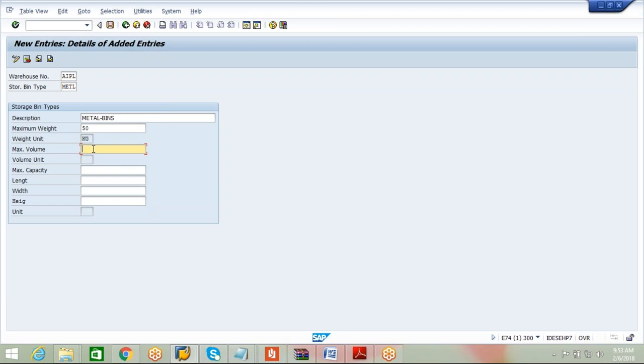Yeah, please. Is this storage bin type creation going to come to the consultants as a change request, or how is it dealt with? Yes, consultants only will do it, for the business requirement. Okay, it's a change request. Yes, exactly.